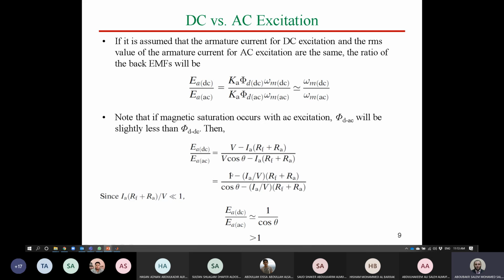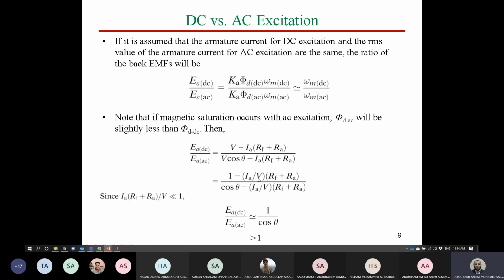Now, in order to simplify the equation and show the difference between DC and AC, let's divide the equations, numerator and denominator, by V. Okay, so the relation will be 1 minus I over V multiplied by the summation of resistances. Here it will be cosine theta minus I over V multiplied by the summation of resistances. Now, guys, if we would like to compare these values to unity, for instance, I multiplied by R is considered as the voltage drop on the resistance itself. Actually, it will be very small compared to the voltage value, the terminal voltage.